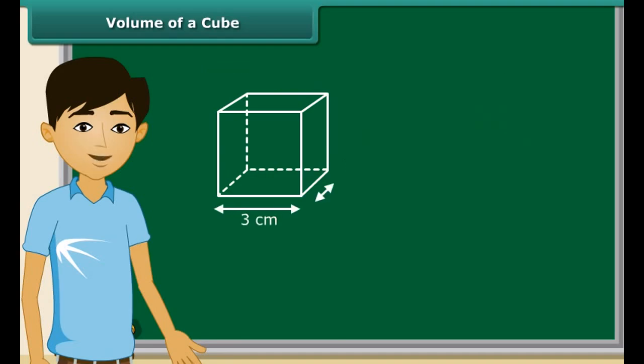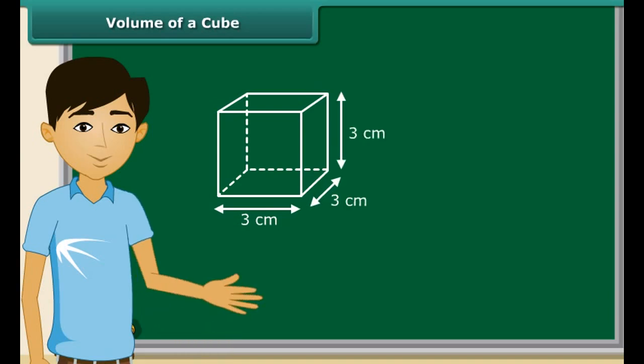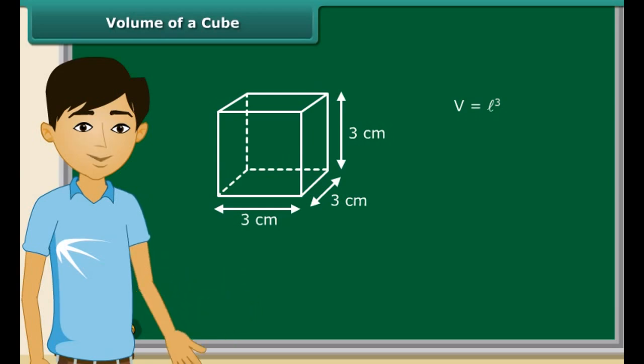All right, let's take a look at an example. Here we have a cube having length of each side equal to 3 centimeters. Let us find its volume. To solve this, we need to use the formula V is equal to L cube. Now, since we know the length of each side of this cube is 3 centimeters, we can substitute L with 3.